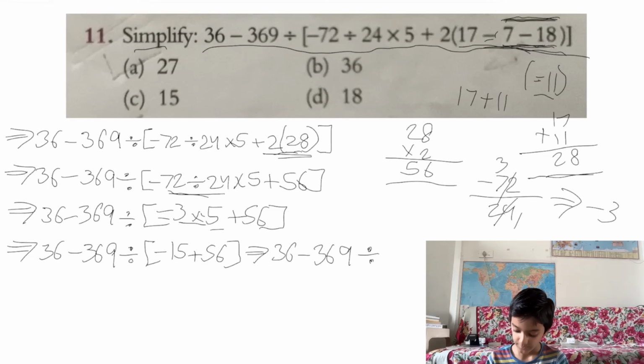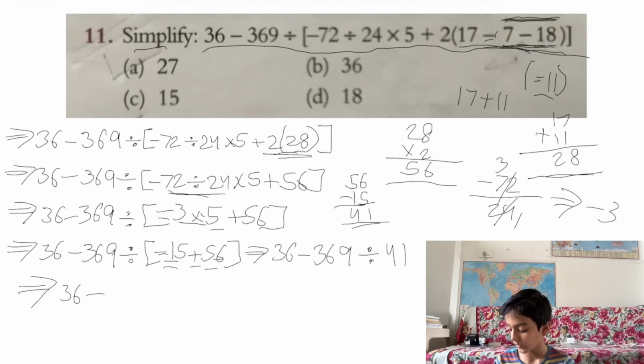Here there is minus 15 plus 56, and here in one integer there is a minus sign and in the other there is a plus sign. So first we'll do the subtraction of these two numbers. So we'll do 56 minus 15. 6 minus 5 is 1, 5 minus 1 is 4. So 56 minus 15 is equal to 41.